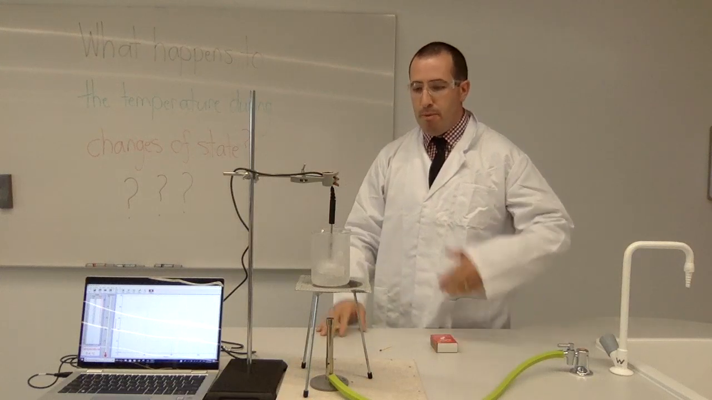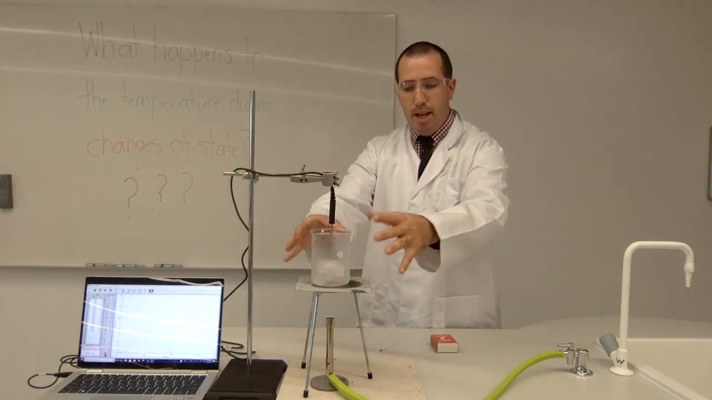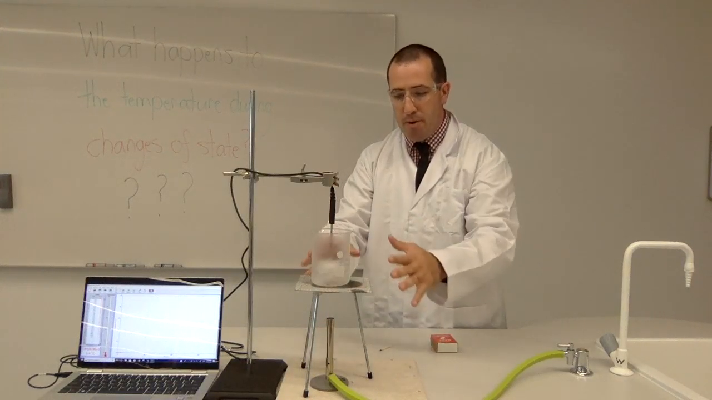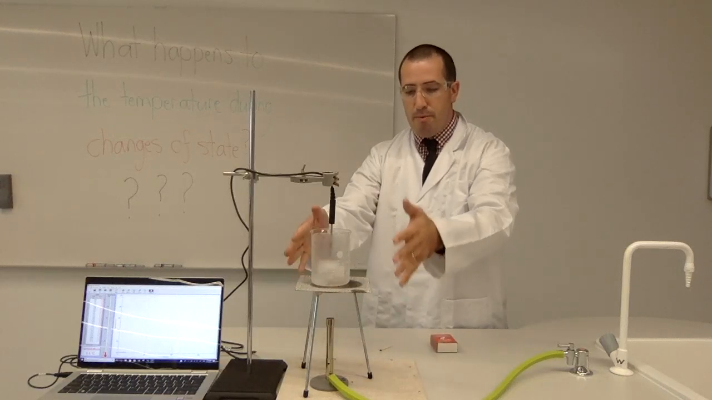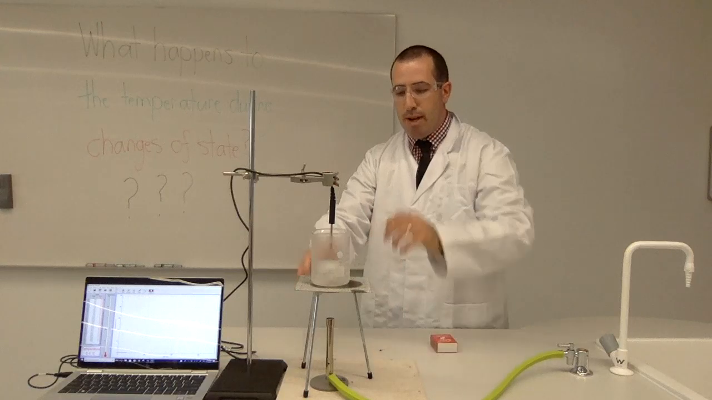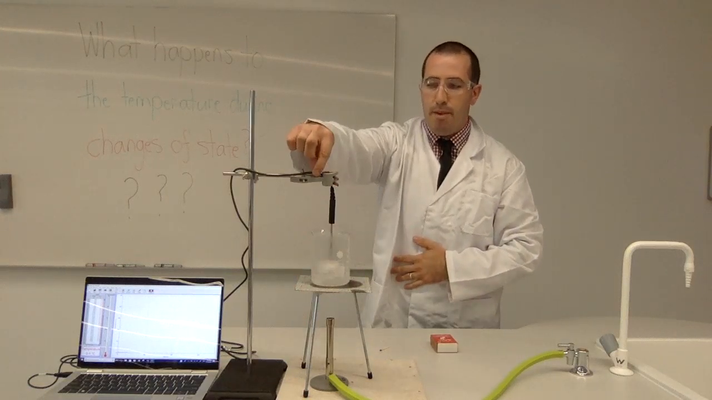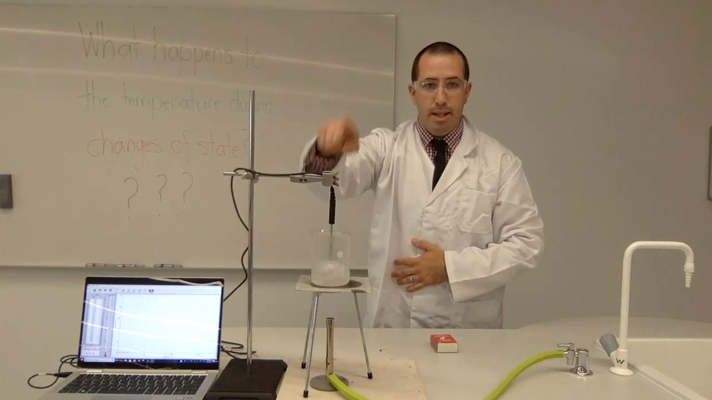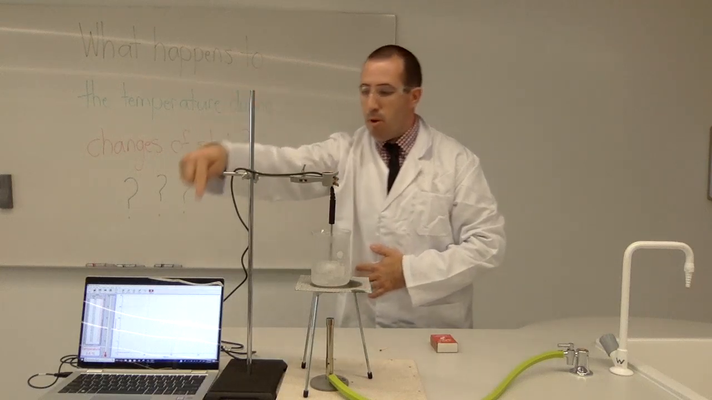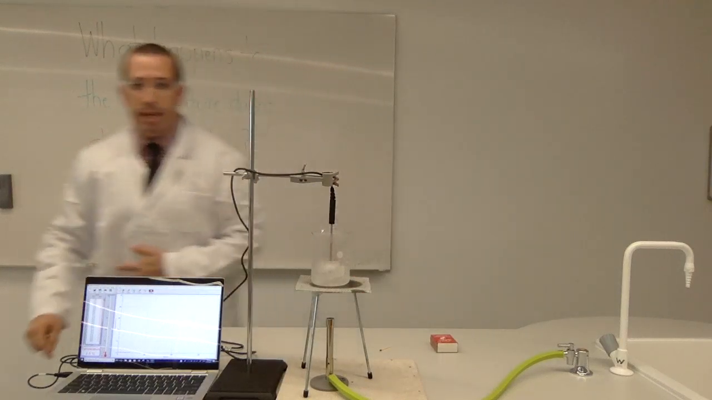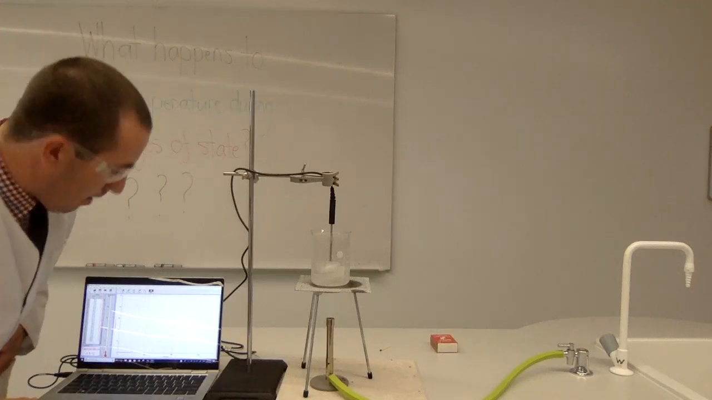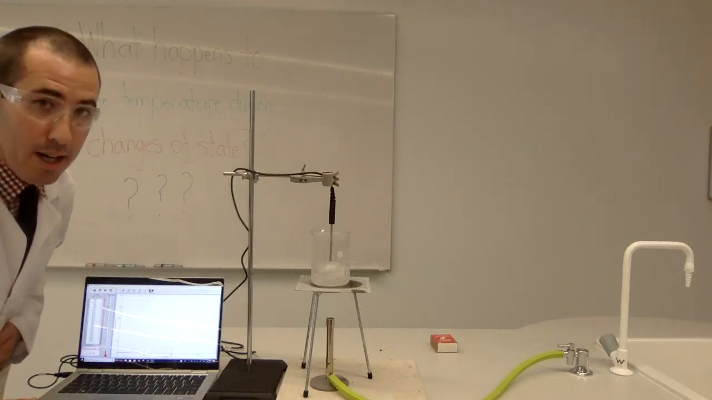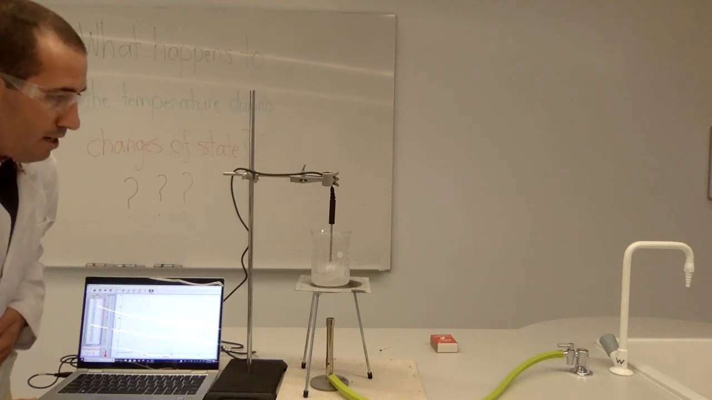So what we've got here is a beaker filled with ice and a little bit of water, just to mix it up a little bit. Got a Bunsen burner and obviously the usual setup of a retort stand, gauze mat, tripod. Here, what we have is a temperature probe. Now this temperature probe is going to record the temperature every second of the experiment to see the accurate temperature of the liquid. So let's see what's going to happen here.